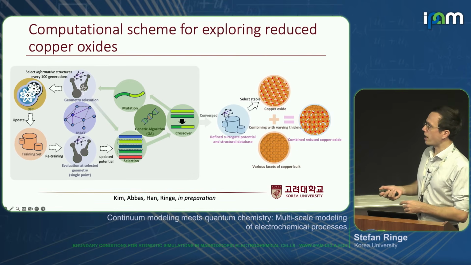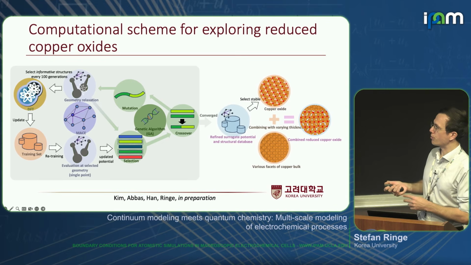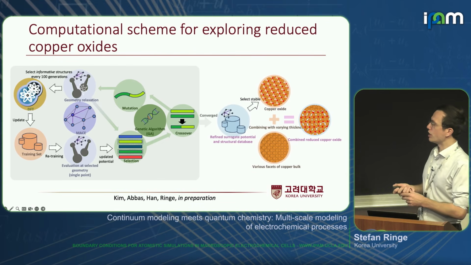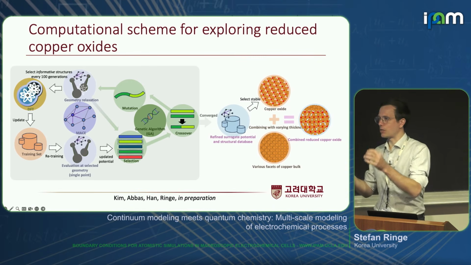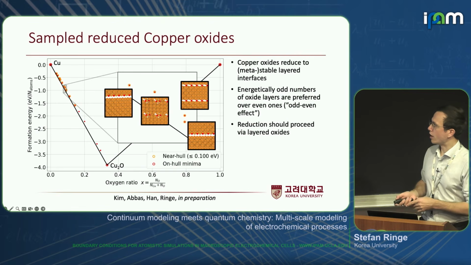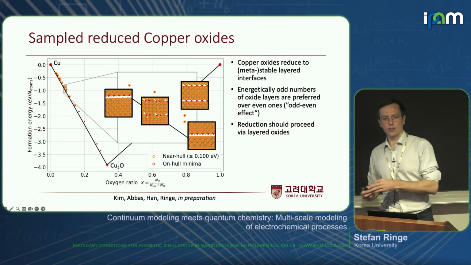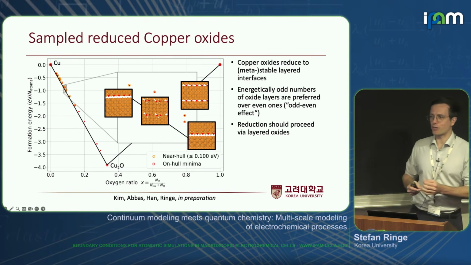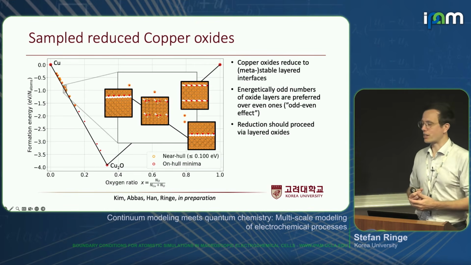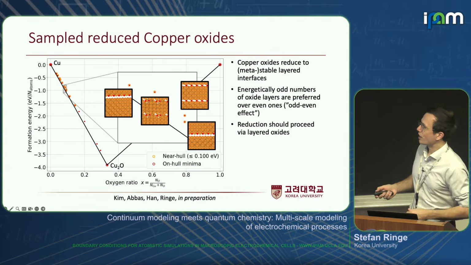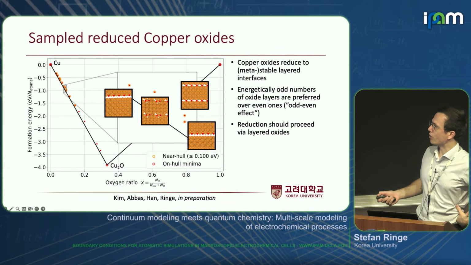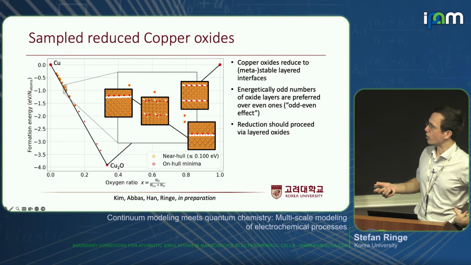So we first went ahead and we used a genetic algorithm for the geometry relaxation. But we actually found that we always get layered structures when we reduce the copper. And then we decided, okay, let's not use any genetic algorithm because it's not efficient to find these layered structures. And we just made all possible kind of layered structures. And then we were able to construct a convex hull between Cu2O and copper.